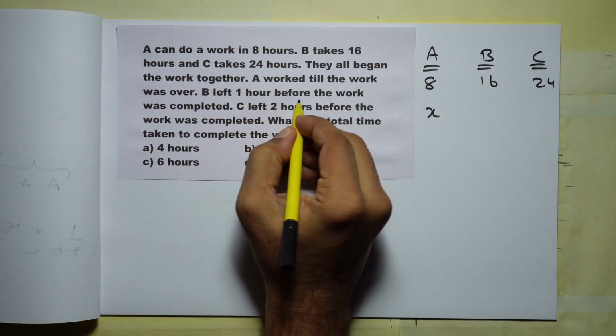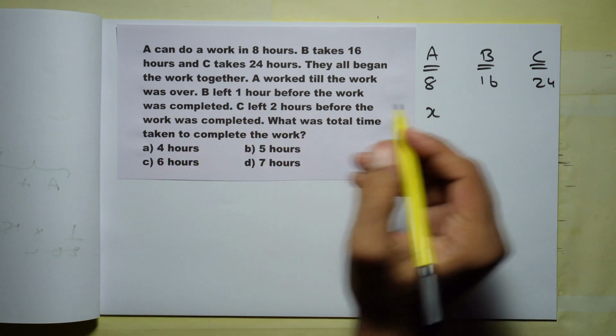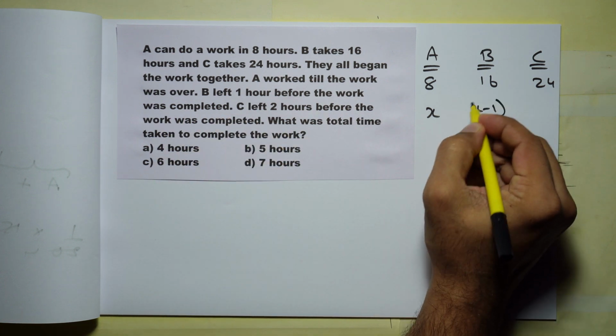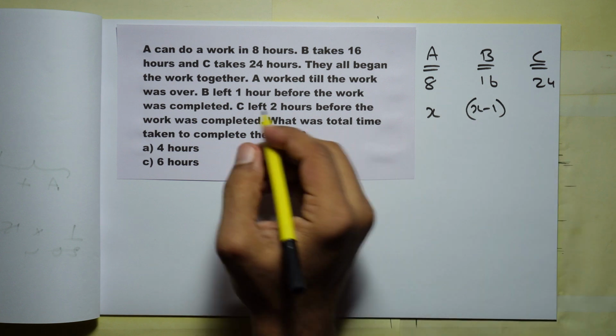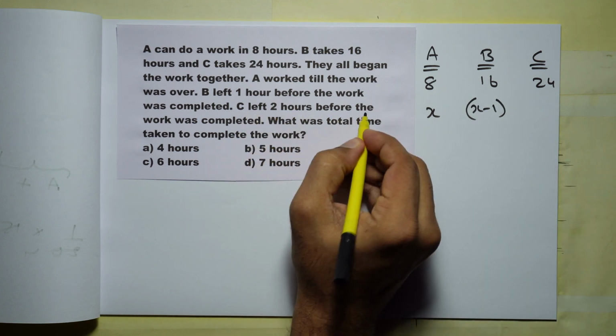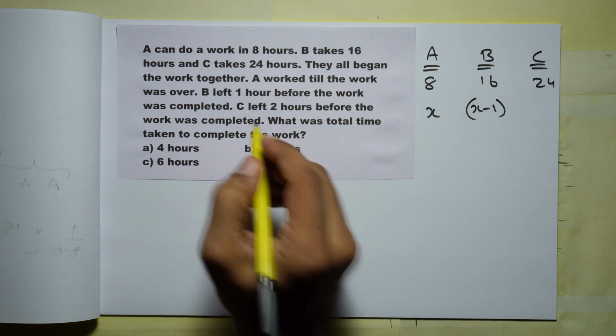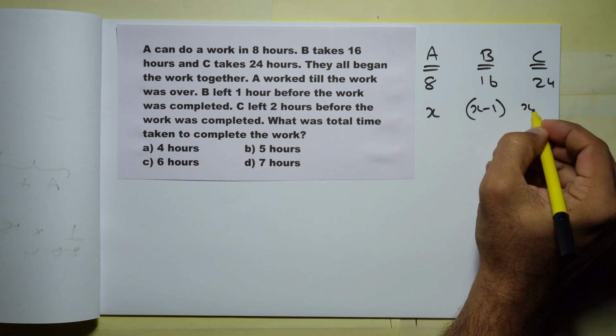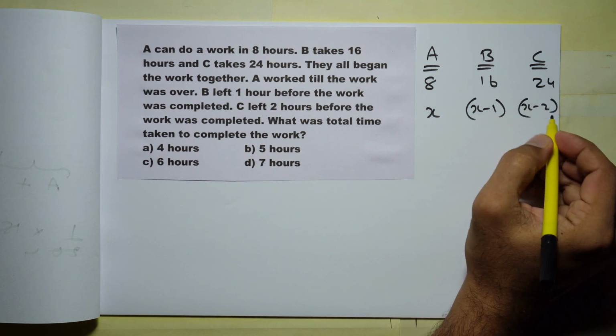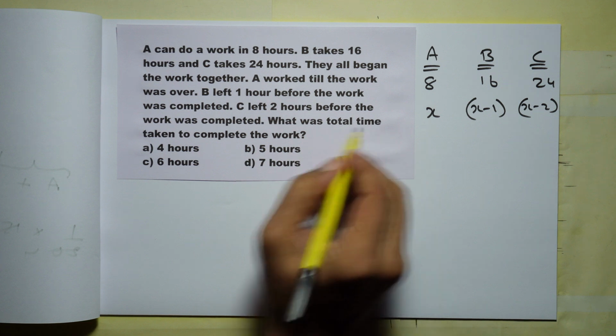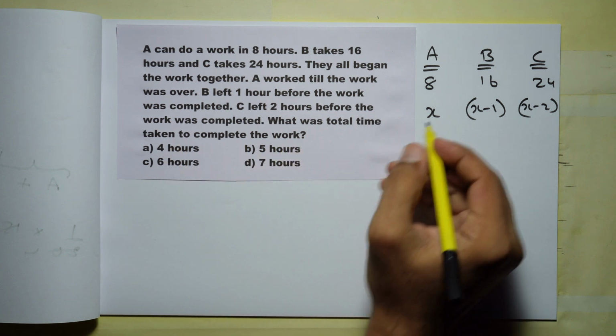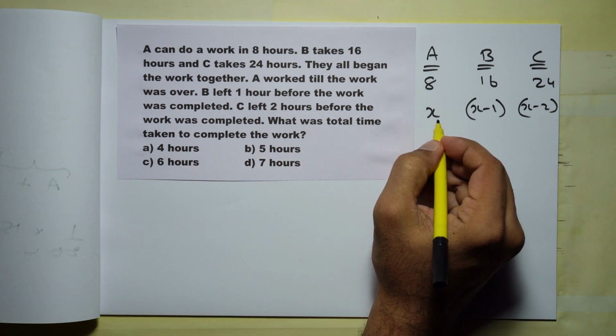B left 1 hour before the work was completed. So B works for X minus 1 hours, 1 hour less. C left 2 hours before the work was completed. So 2 hours less, C works for X minus 2 hours. What was the total time taken to complete the work? That is X, which is what we need to find out.